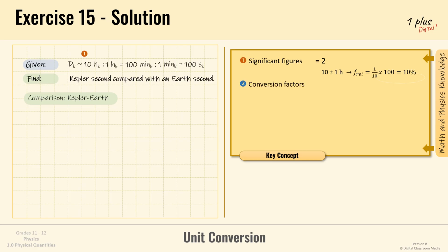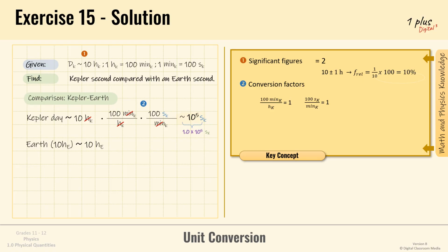Let's begin with the Kepler day. One complete Kepler day consists of 10 Kepler hours. Each Kepler hour contains 100 Kepler minutes, and each Kepler minute contains 100 Kepler seconds. Therefore, we calculate 10 Kepler hours multiplied by 100 Kepler minutes per Kepler hour multiplied by 100 Kepler seconds per Kepler minute. The units of Kepler hours and Kepler minutes cancel out. This leaves us with Kepler seconds. 10 multiplied by 100 multiplied by 100 equals 100,000. So, 1 Kepler day contains approximately 100,000 Kepler seconds. In scientific notation, this is 1.0 times 10 to the power of 5 Kepler seconds.